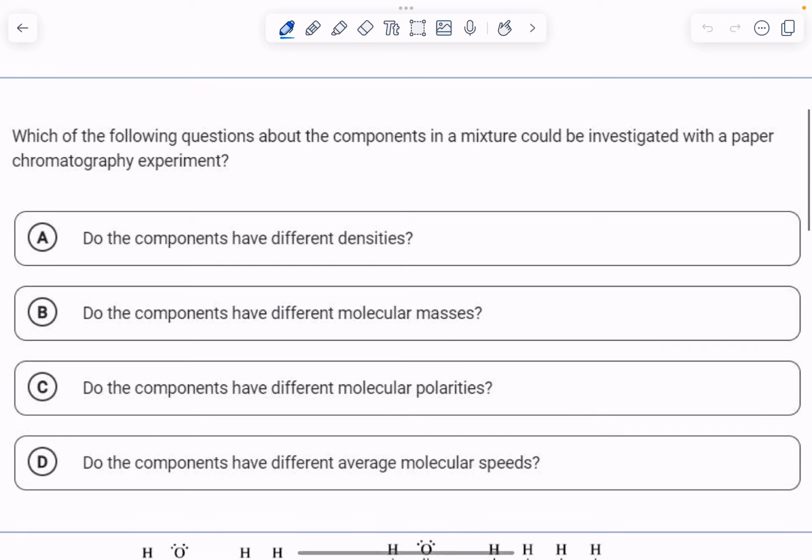So do the components have different densities? Nope, we're not looking for that, and paper chromatography will not help us with densities. Molecular masses, also not what we're looking for. And here is molecular polarities, so there is the right answer choice. And then average molecular speeds, that's not going to help us. Once again, the whole purpose of paper chromatography is to distinguish polarities between two different molecules.